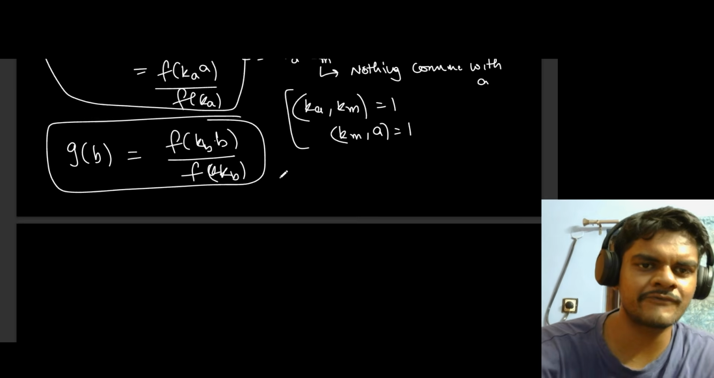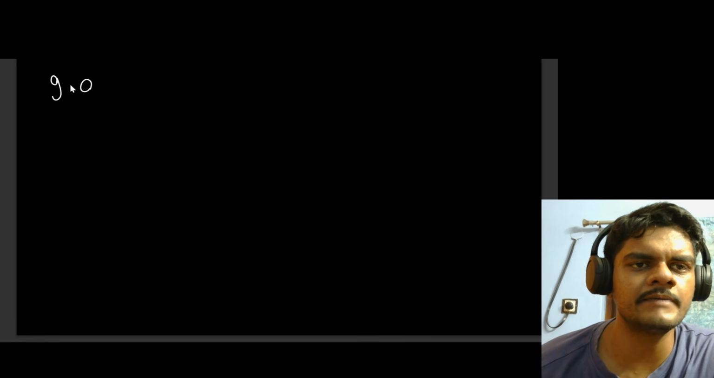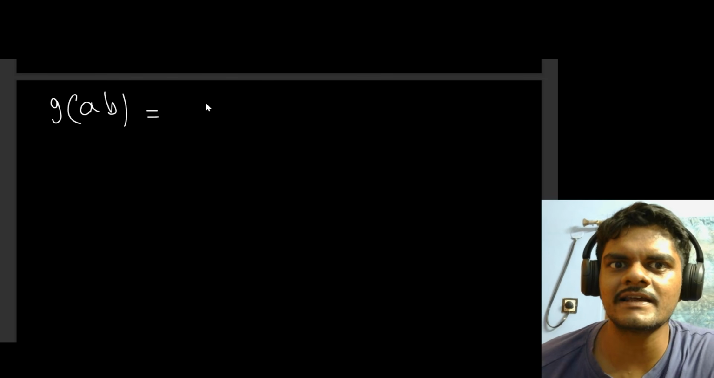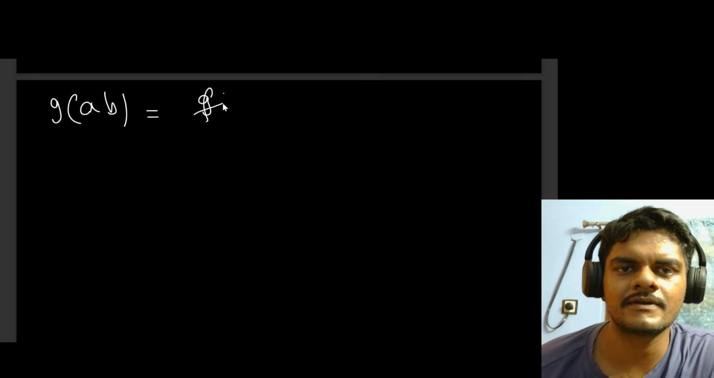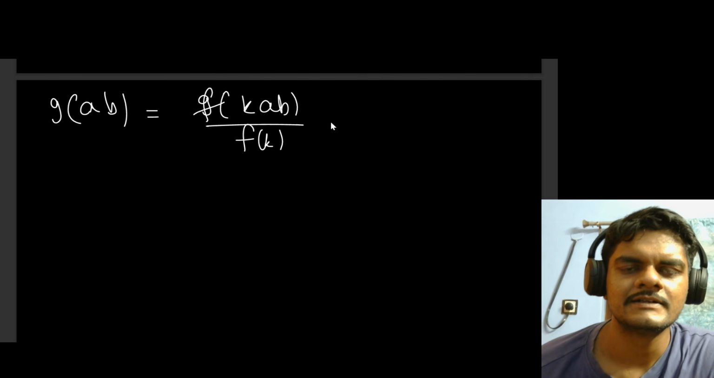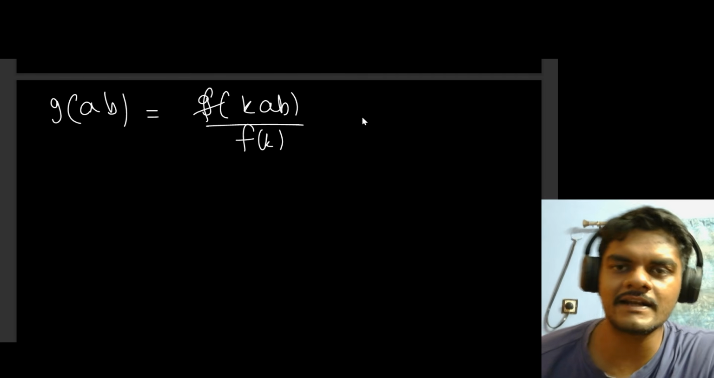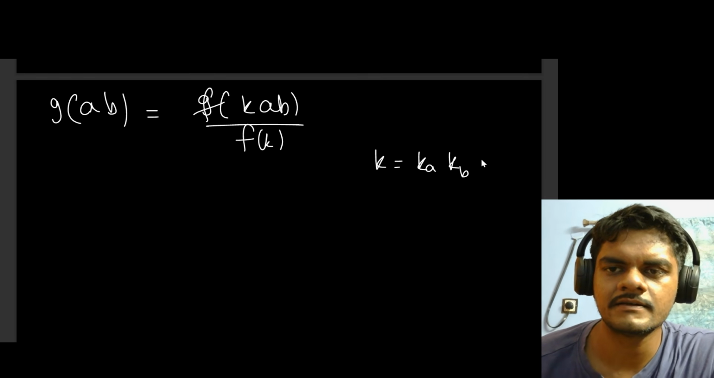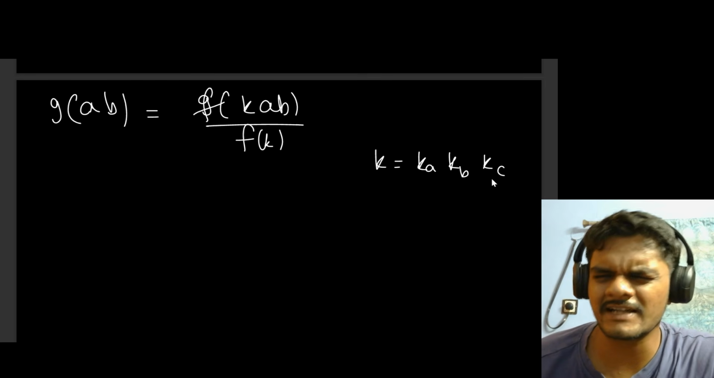Now what happens with f of G of AB? If we have G of AB, then I have to get something like f of K AB by f of K. Here what I do is I'll write K as Ka, Kb into Kc, something like this.